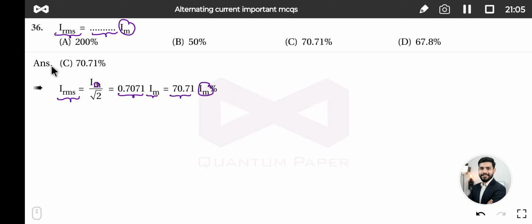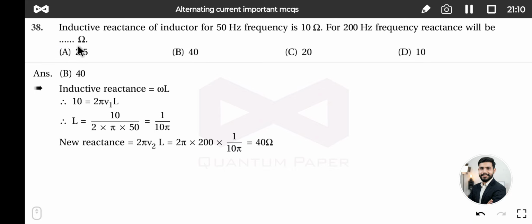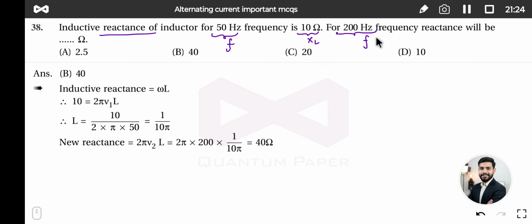Okay, so remember this number. Look at the next one. Inductive reactance of an inductor for 50 Hz frequency is given as 10 ohm. So XL value is given. If for 200 Hz frequency, what will the reactance be? That is the question.